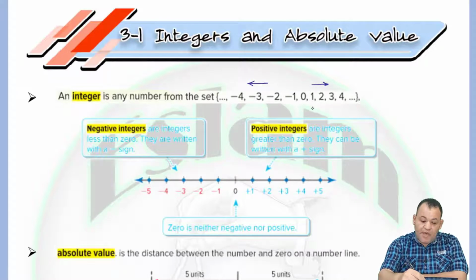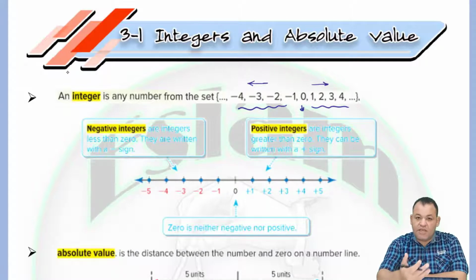Be careful, because we have positive numbers, negative numbers, and 0. 0 is neither positive nor negative because 0 doesn't increase any value and doesn't decrease any value. So anything related to an increase means a positive value, and anything related to a decrease means a negative value. That's the first idea that we'll talk about in this lesson today.